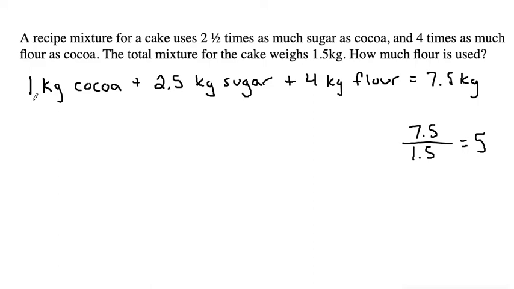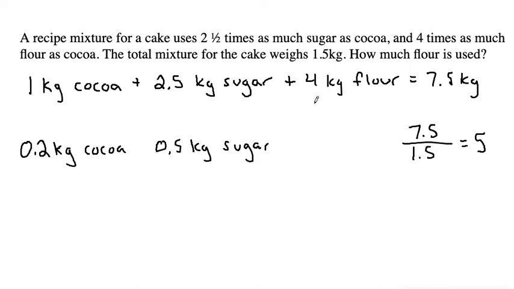If we take 1 and divide it by 5, that makes 0.2 kilograms of cocoa. If we take 2.5 and divide it by 5, it makes 0.5 kilograms of sugar. And if we take the 4 and divide it by 5, it makes 0.8 kilograms of flour.